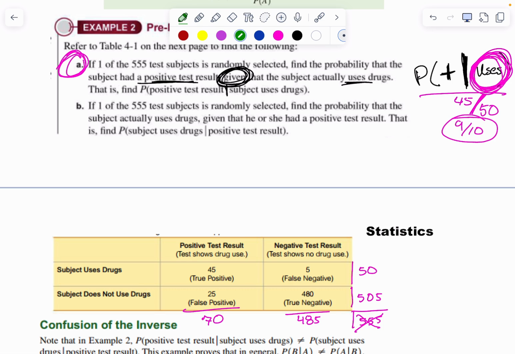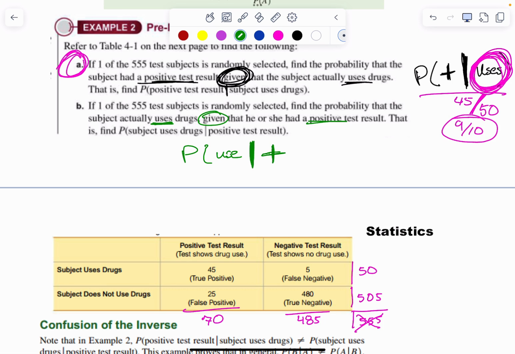All right, part B. If one of the 555 test subjects is randomly selected, find the probability that the subject uses drugs given that they had a positive result. So now they flipped it around: use drugs given that they tested positive. It's kind of the opposite, but is it going to end up being the flip of that? Is it like 1/10?